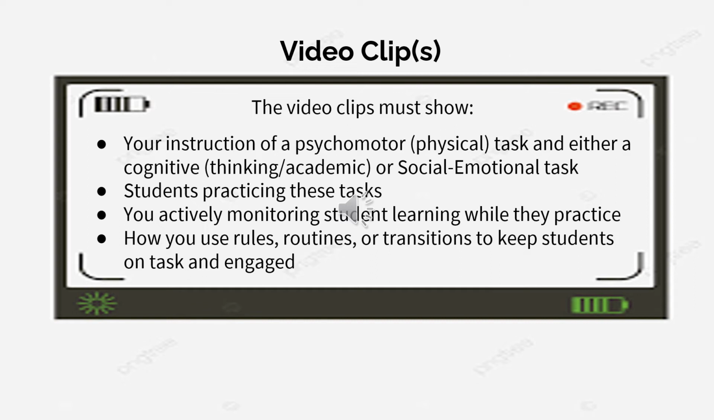Monitoring how they're doing. Lastly, you need to show how you use rules, routines, and transitions in order to keep students doing what they should, on task and engaged in the class. So that's up to you how you show that. But you need to show rules, routines, or transitions that your students use or that you use with your students in order for them to stay engaged and stay doing the work.